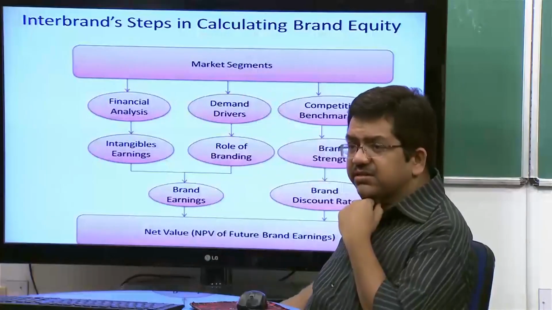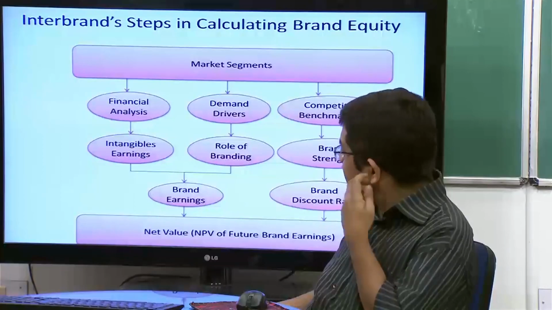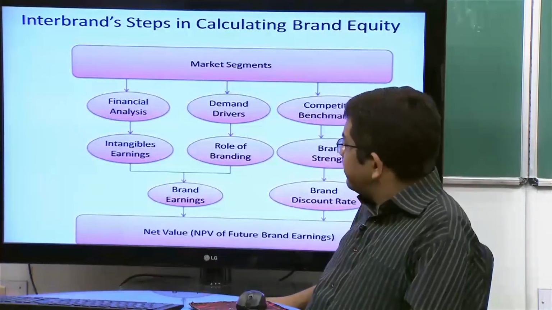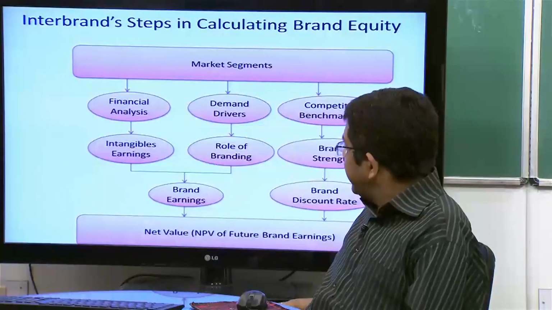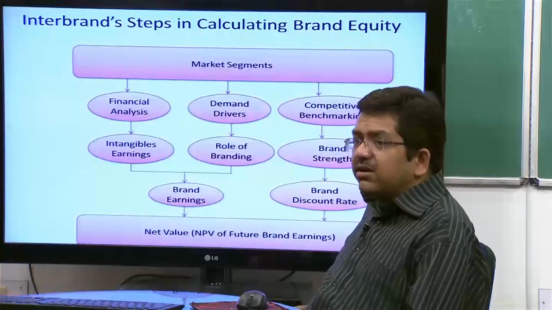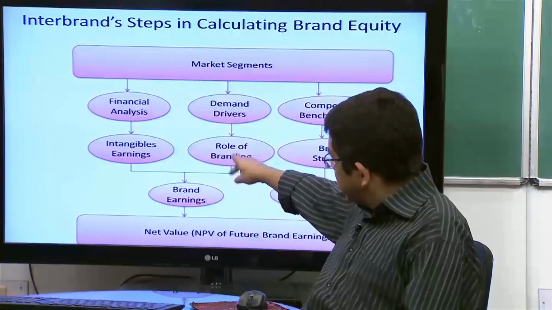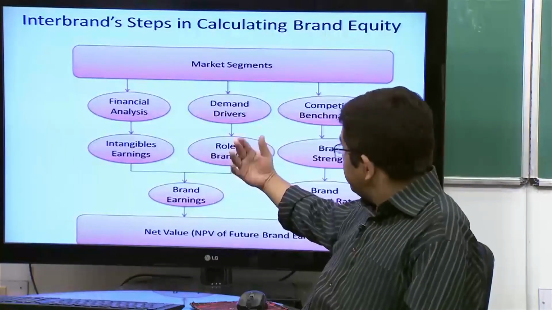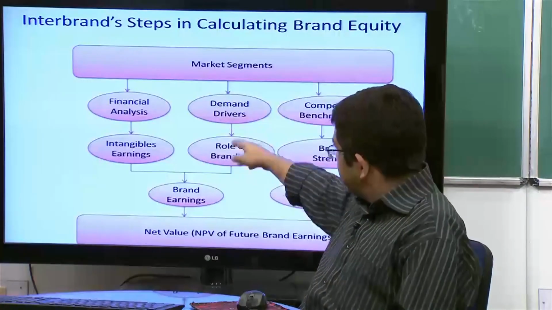In the Interbrand steps in calculating the brand equity, the first thing that is done is that the market is segmented. So, first you do the segmentation of the market, and within each segment you do a financial analysis of what the earnings from the brand are, and then you also look into the demand drivers that help you understand the role of branding. So, this helps you in calculating the brand earnings, that is, the future cash value of the brand.